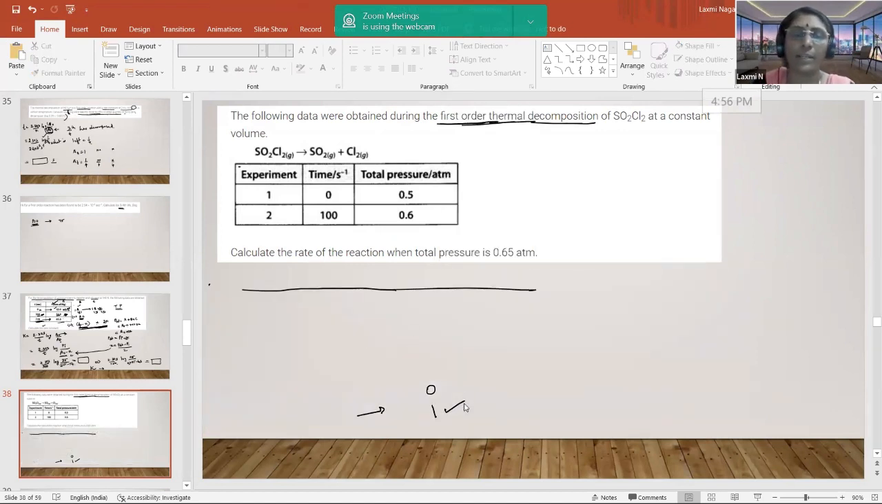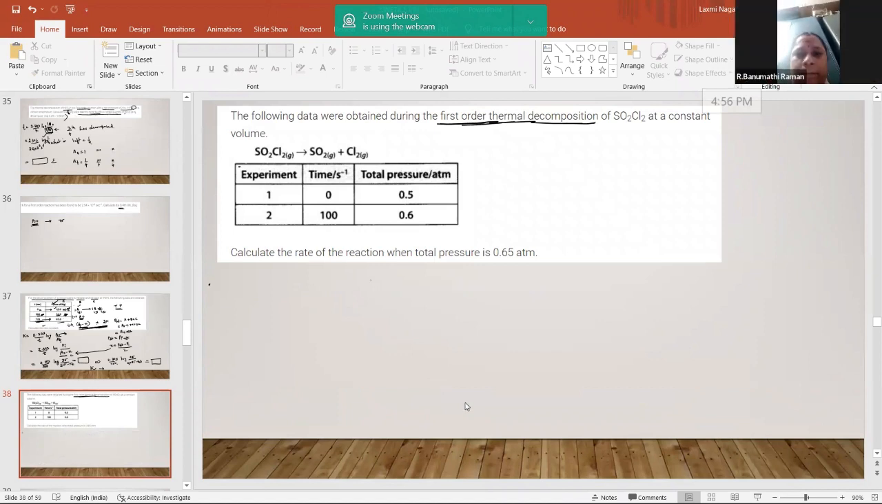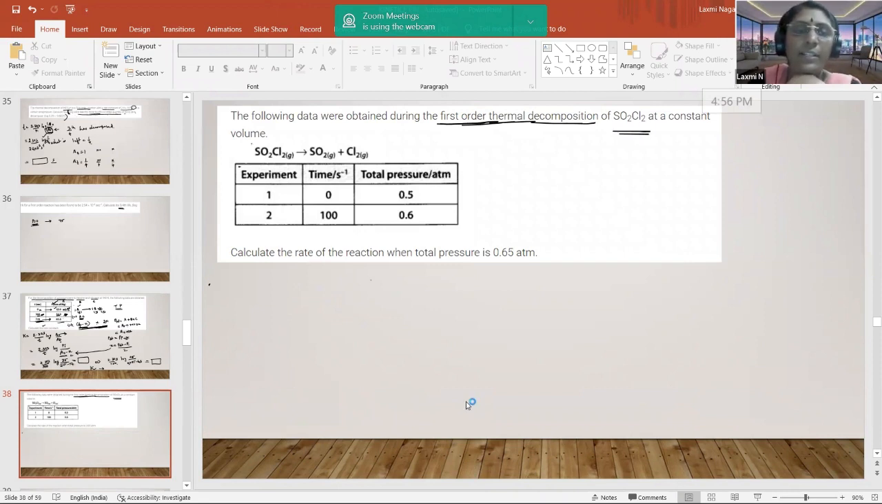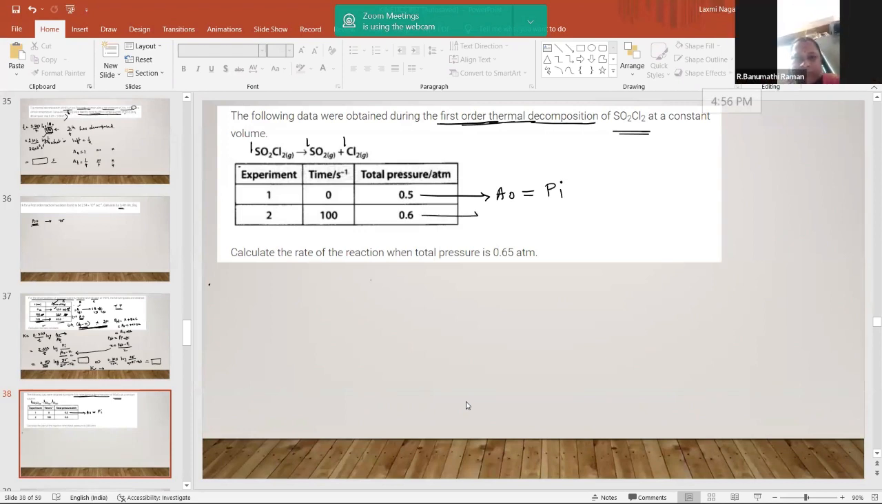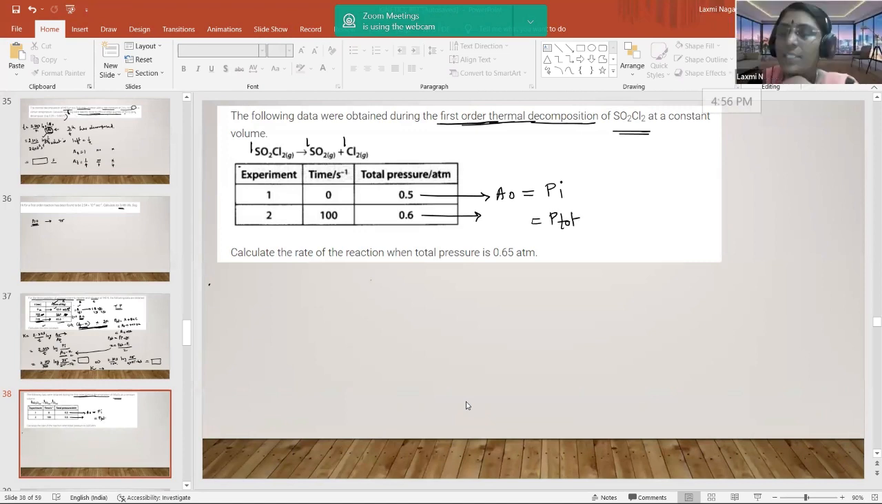So let us leave this and go to our present question. What happens now? Again, you can see that it is gaseous. So it is 1 mole, 1 mole, and 1 mole. Can we say this is the initial concentration of the reactant? And also, can we say that this is Pi, the initial pressure? What is this? 0.6. This must be P total.